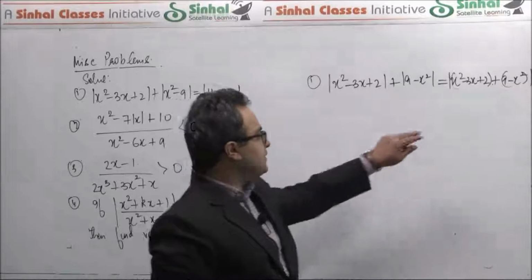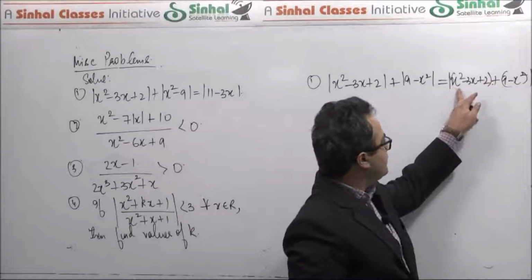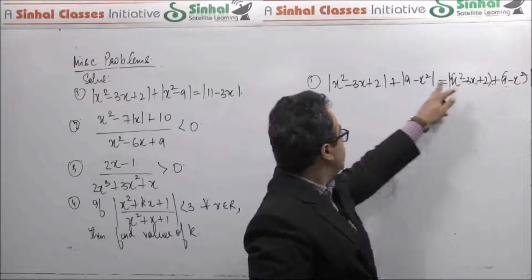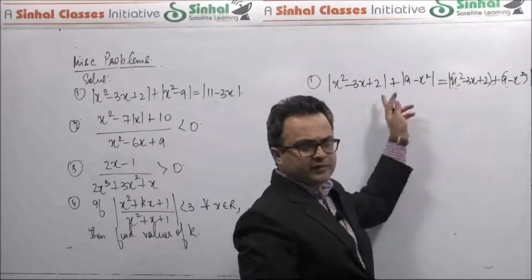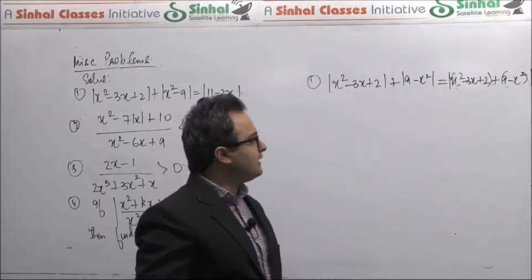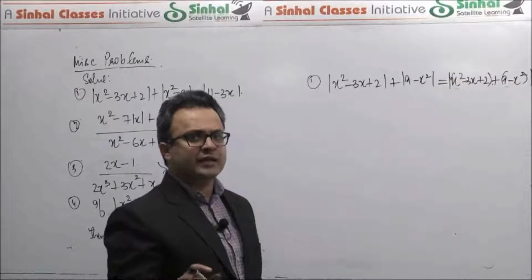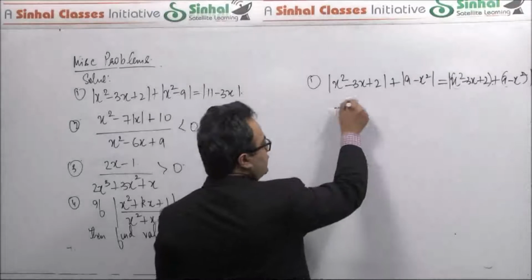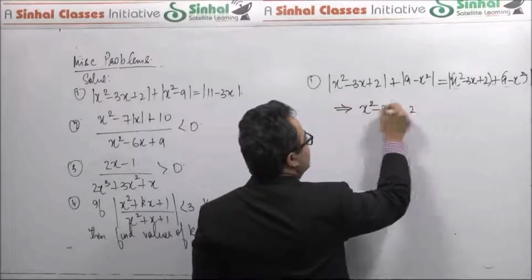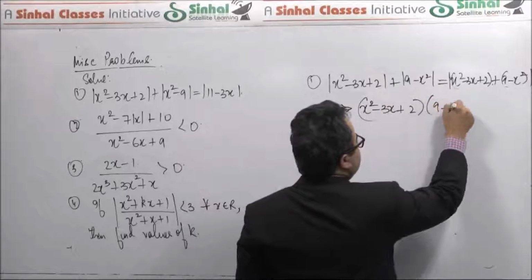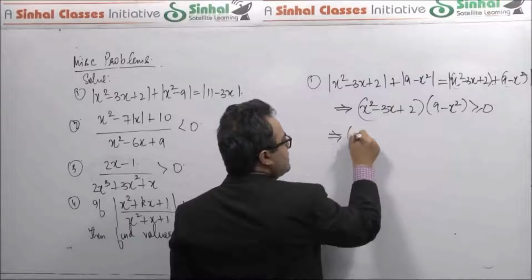And now again, if you observe closely, it's in the form mod of x1 plus x2 is equal to mod of x1 plus mod of x2, right? Mod of x1 plus x2 is equal to mod x1 plus mod x2. And we've already seen that that happens to be true as long as x1 into x2, that product has to be greater than or equal to 0. So from properties of modulus, the product x squared minus 3x plus 2 into 9 minus x square has to be greater than or equal to 0, which again now becomes a wavy curve problem.